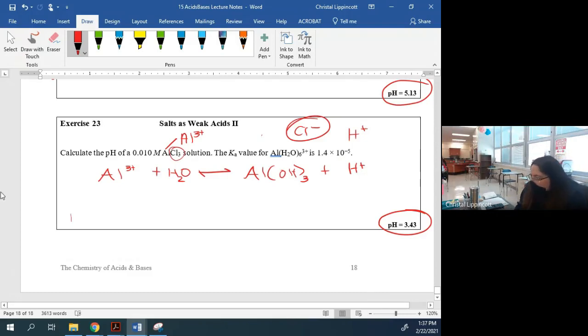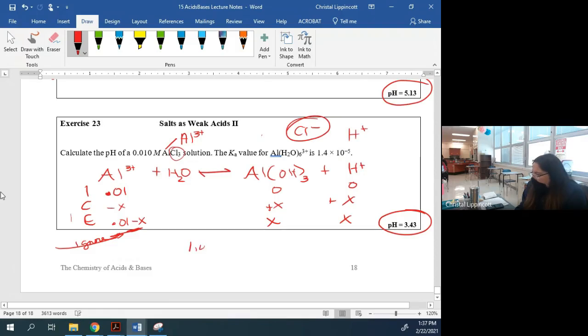All right, so when we do this, we're starting out with 0.01 here, and that's going to be minus x. Over here, we are going to form x, and x will be left over. This is 10 to the negative 5. It's good enough that we can ignore the x, document that, and move on.